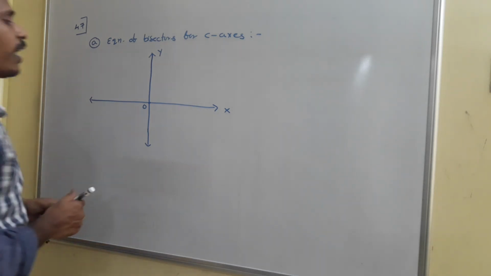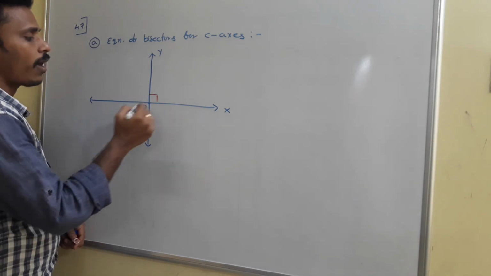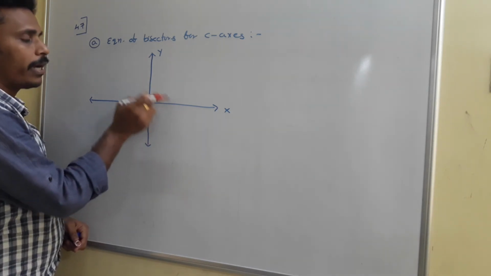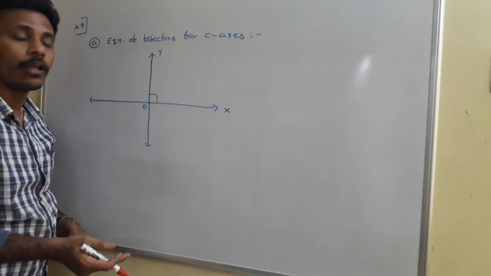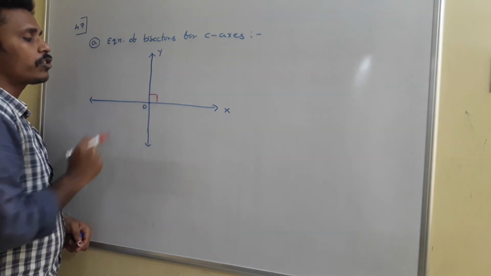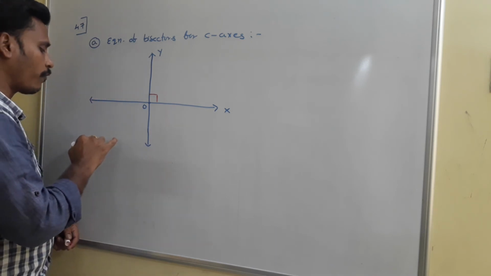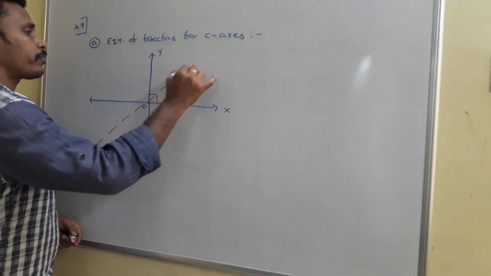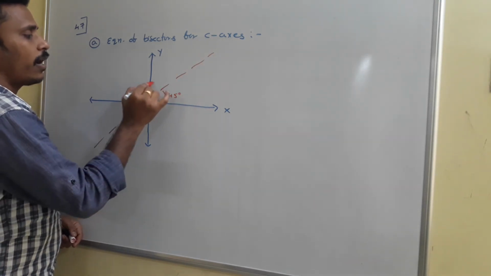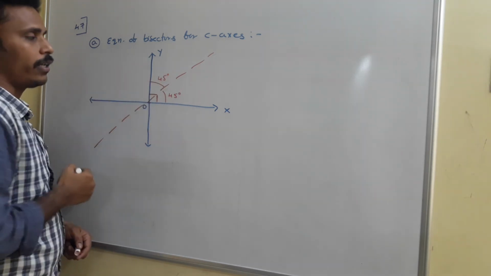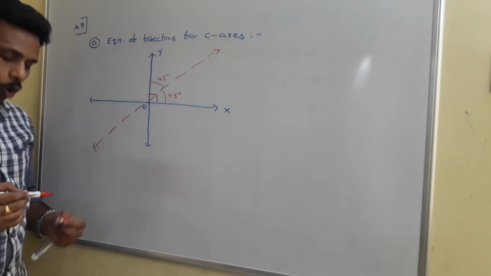But from the diagram it is very clear that this angle is how much? 90 degrees, right? And we are going to draw the bisector for these two lines. The basic definition of a bisector is the line which bisects the angle. So we need to identify a line which bisects this 90 degrees, that means divides it into 45 and 45. Since it is the bisector, this angle is 45 degrees and this angle is also 45 degrees. This is one bisector line for the coordinate axes.